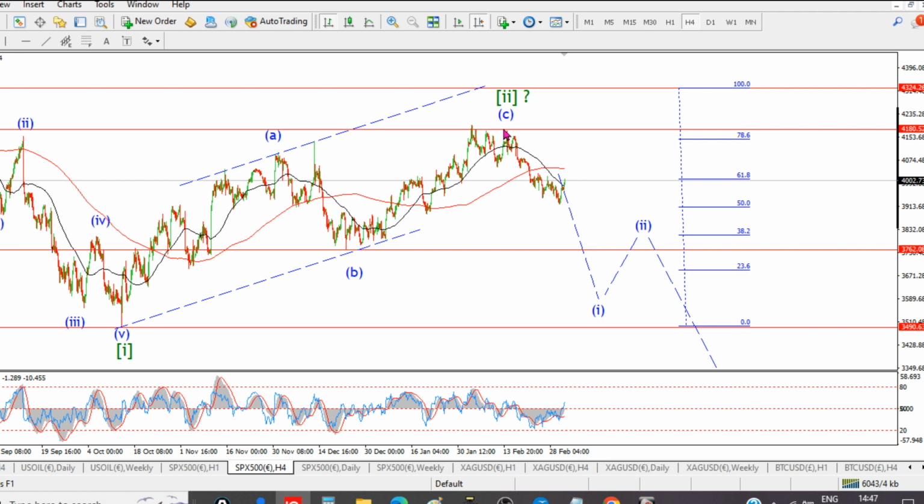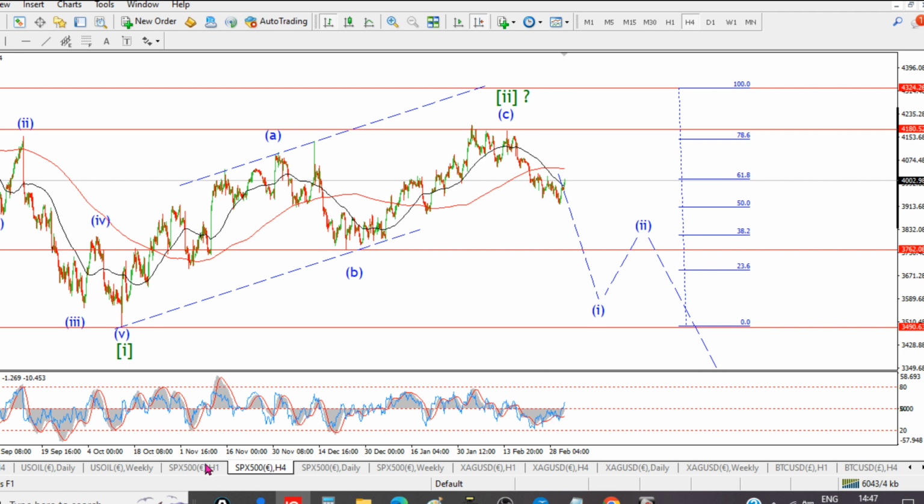Now, I've been looking for this impulsive decline to begin over the last few weeks, and this week seems to have kind of reinforced that idea. Now we've got, just like the Dow, a corrective kind of consolidation at a lower high building. So I think we are stepping down into wave 1 of 3 now.